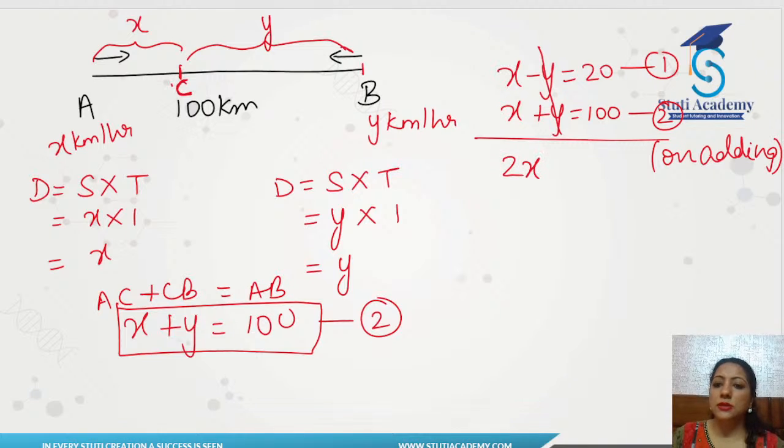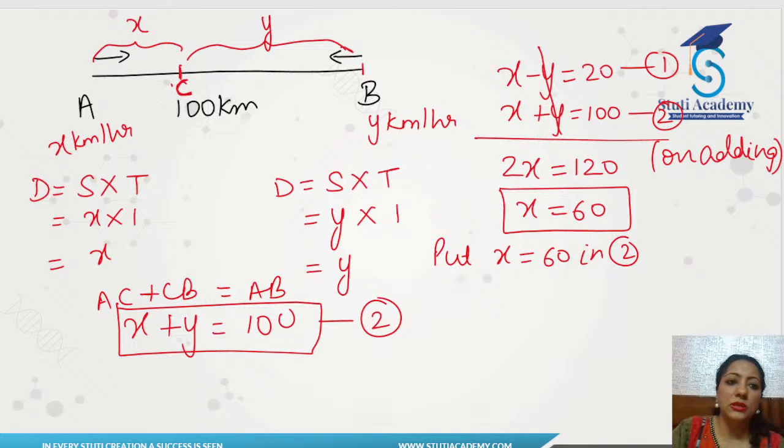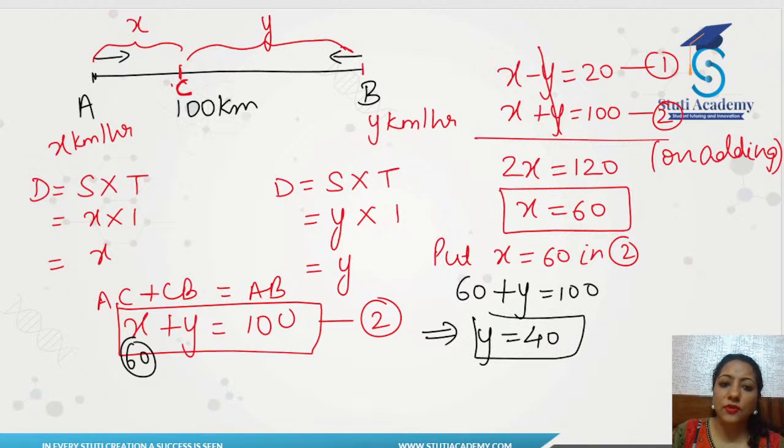So we'll get here 2x is equal to 120. So x is equal to 60. That means the speed of the car starting from A is 60 kilometer per hour. Now we are going to put this x is equal to 60 in the second equation. So when we put this x equal to 60 here, we'll get 60 plus y as 100. That means y is equal to 40 here. So the speed of the car starting from A is 60 kilometer per hour. The speed of the car starting from B is 40 kilometer per hour.